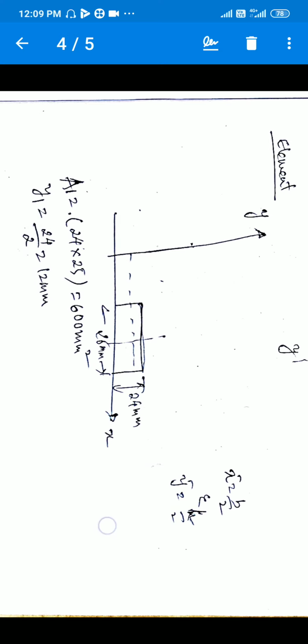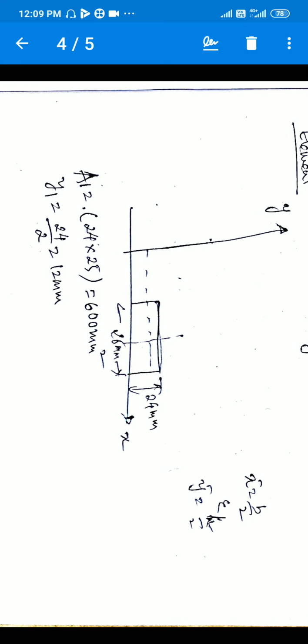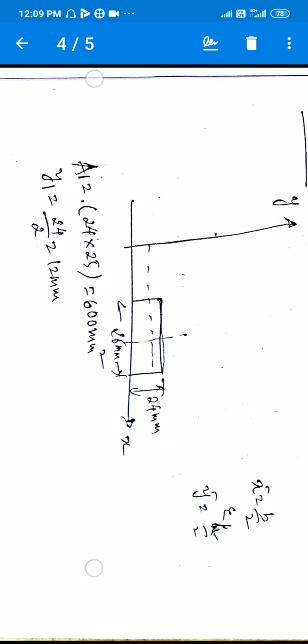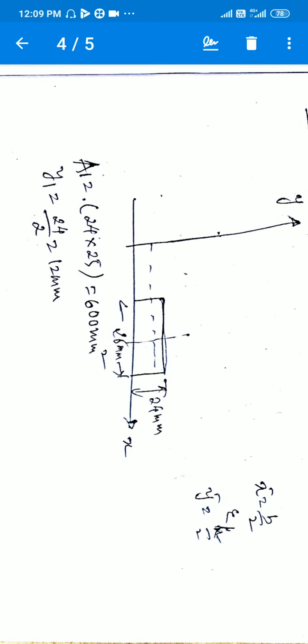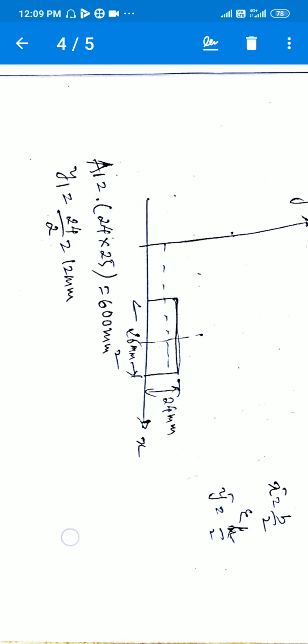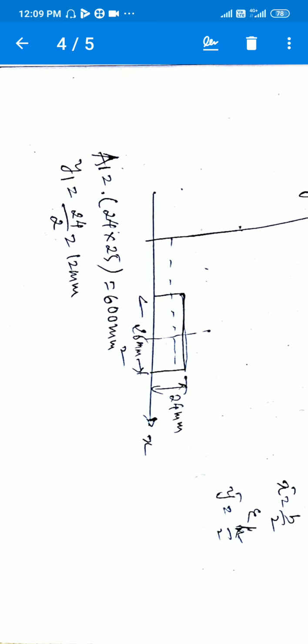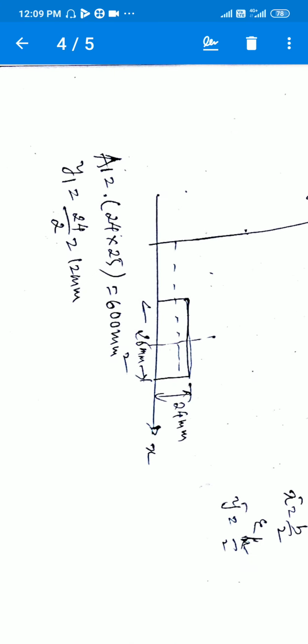Element 1: they have given 25 mm as the width and 24 mm as the height. For a rectangular section, x bar is always b by 2 and y bar is always h by 2. Now, what is a1? The area is equal to b into h, 24 into 25, so you get 600 mm square. 600 mm square is the area. Now we only calculate y1. What is y1? y1 is 24 divided by 2.